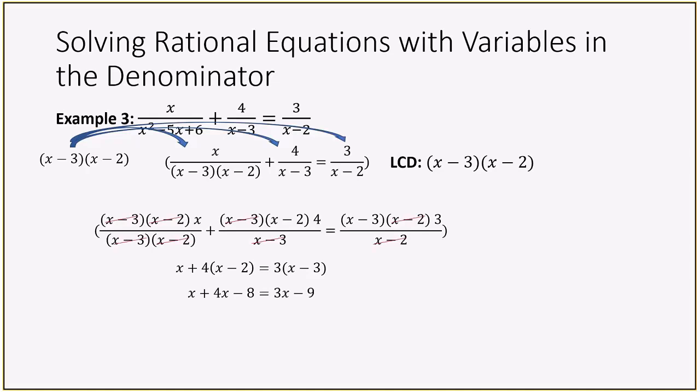I go through my problem-solving process. Now I'm going to distribute. So I'm left with 4x plus 4x minus 8 on the left side, and 3x minus 9 on the right side.